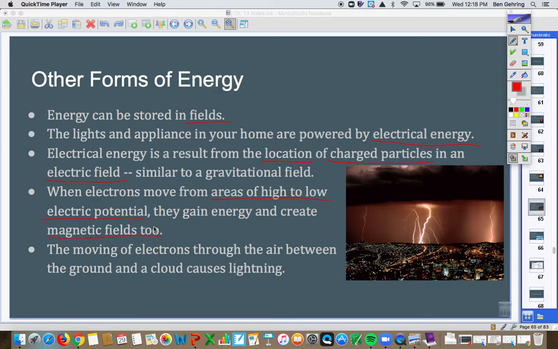So we can produce a magnetic field with an electrical field. These moving electrons are what cause lightning. Lightning is actually the transfer of electrons and the movement of energy through those electrons.